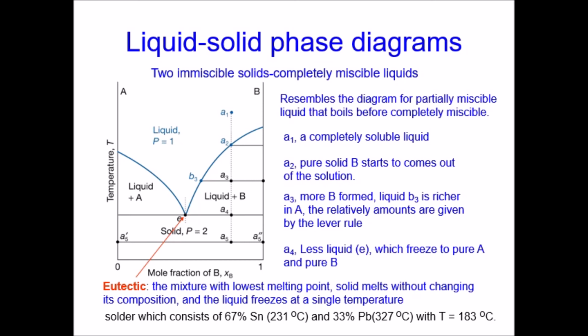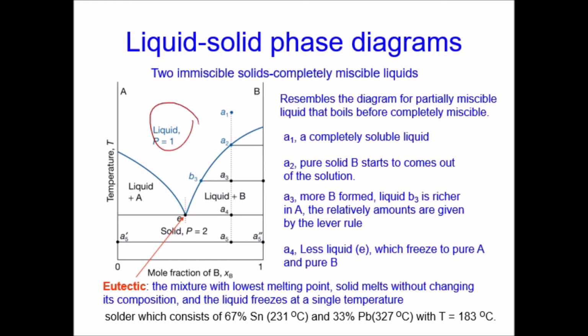Here shows the liquid-solid phase diagram. This phase diagram resembles the diagram for partially miscible liquids that boil before becoming completely miscible. You have seen those phase diagrams in the last 2 slides. At high temperature, the mixture forms a completely miscible liquid. At lower temperature, one of the solids freezes first, and eventually both will freeze and become 2 solids.